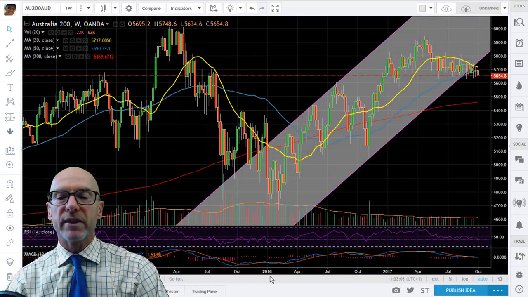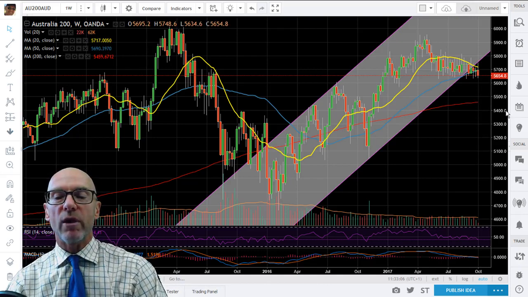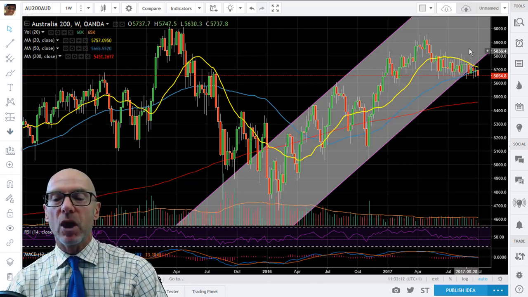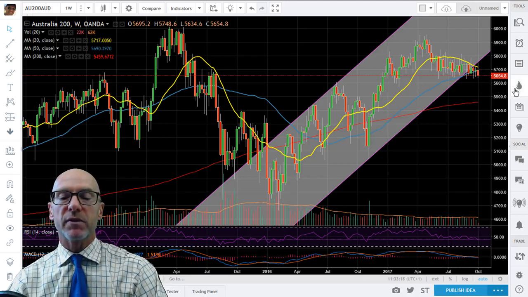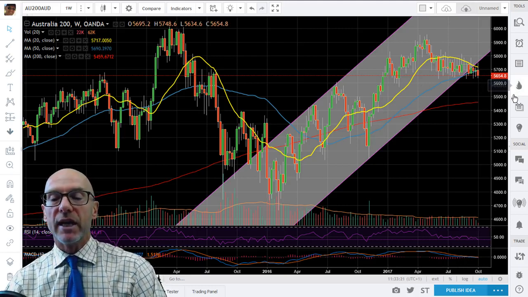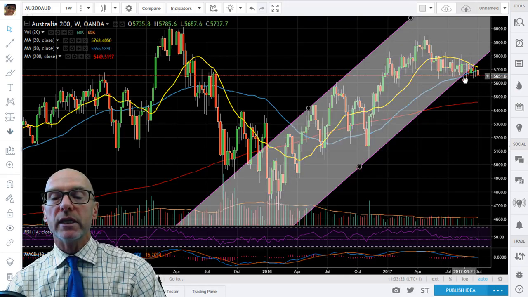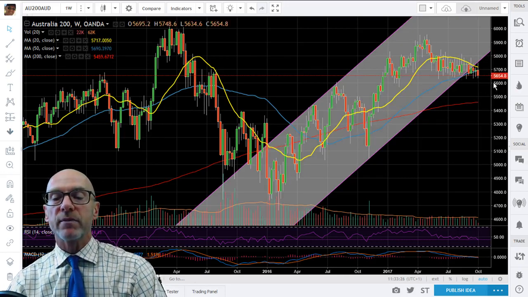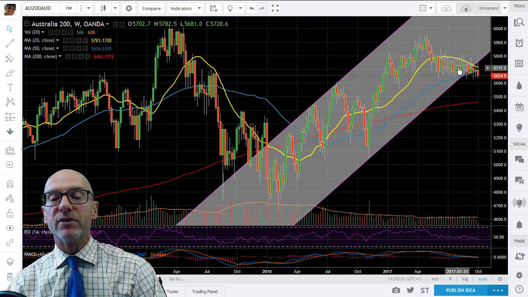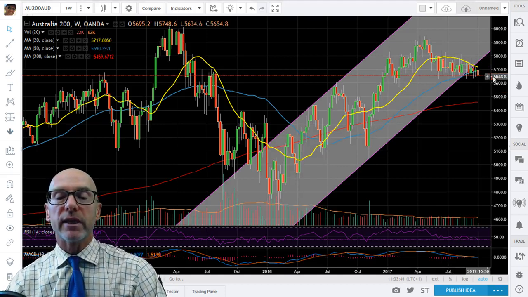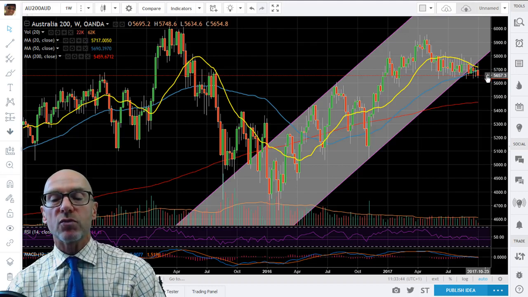Okay, starting with the weekly, so each candle here represents 1 week's trade. You can see that I've got this uptrend that I drew at the last video, which I think was 6-7 weeks ago, and you can see that we've now fallen below the lower boundary of that uptrend. We've also fallen below the rising 50-week moving average, and we've seen over the last couple of months that the 20-week moving average has been a key resistance level. So in the next couple of weeks we'll see the 20 cross through the 50.